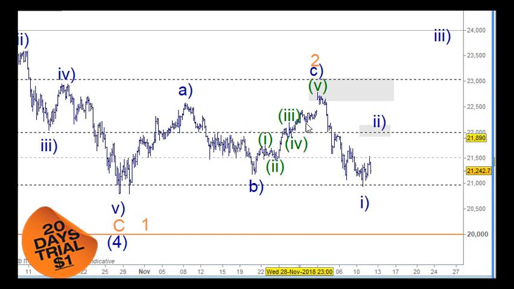I mean, this pattern here is corrective. It may not be a wave 2 here. It may be some sort of more complex pattern, right? So it doesn't matter. Because this move up from the low here is corrective, that means that we're going to be taking this low out here.